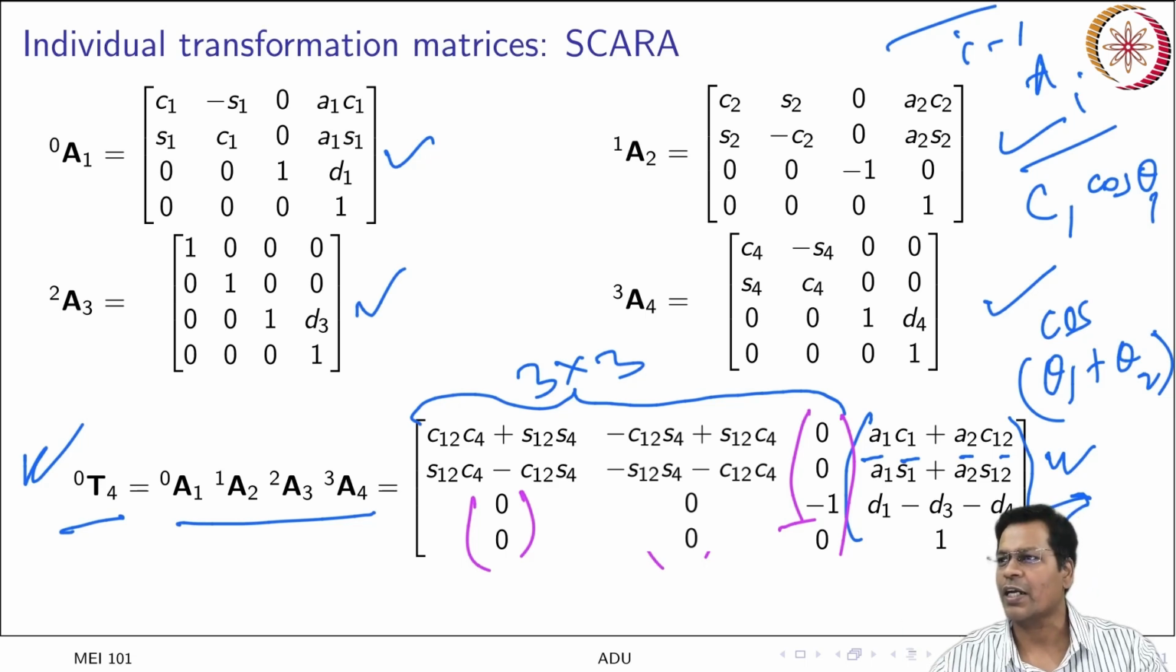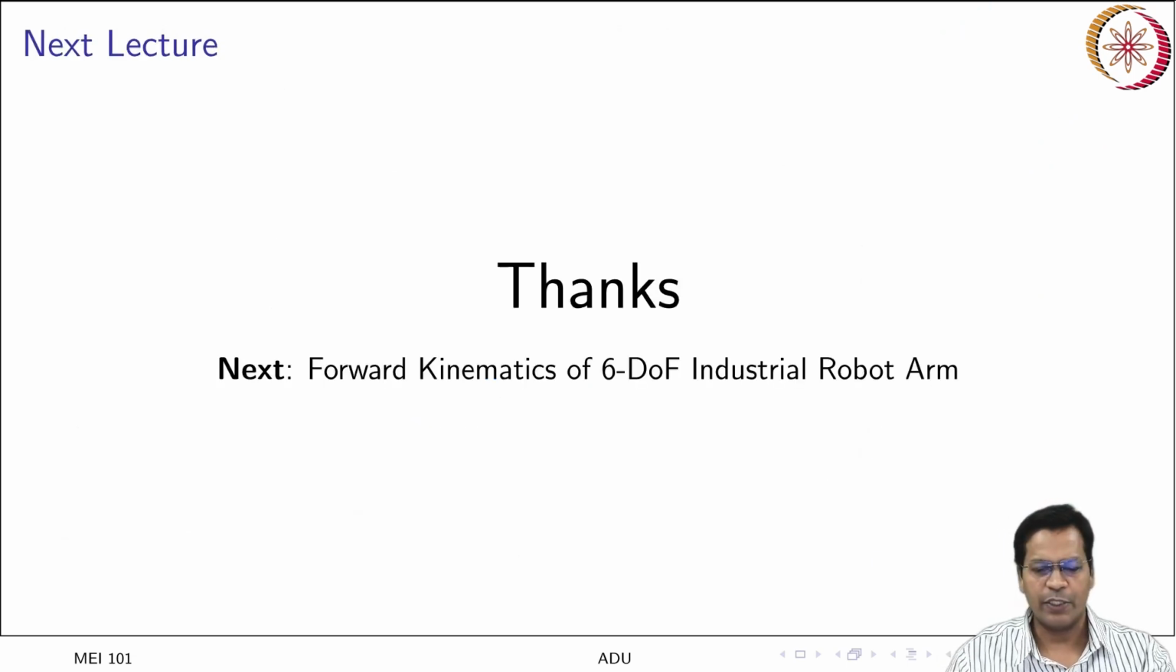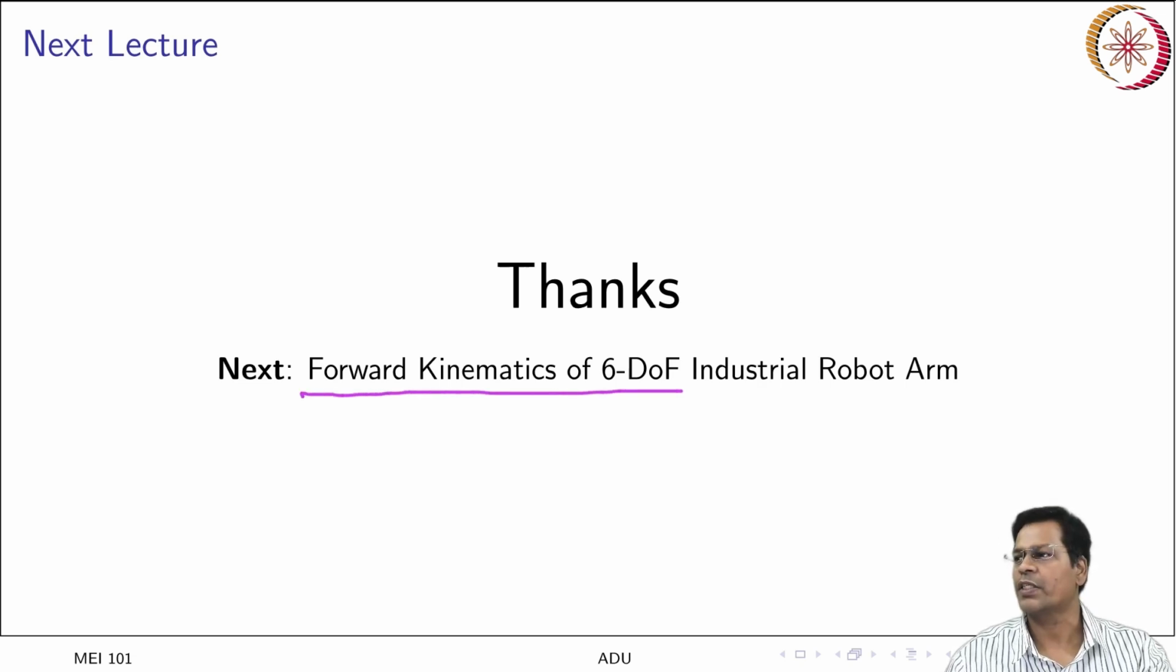So this is your SCARA, which is a very popular industrial robot used for PCB manufacturing and similar tasks. So that's all for this lecture. We'll be doing further forward kinematics, one full class for a 6 degree of freedom industrial robot arm. We'll see various industrial arms also, which are very much similar to the one we will be dealing with. So that's all for this lecture. Thanks a lot.